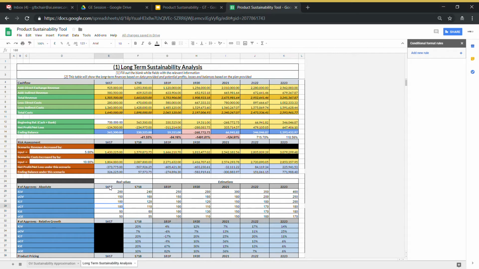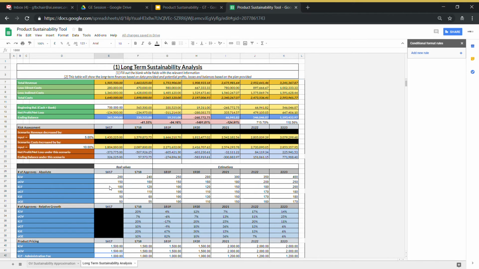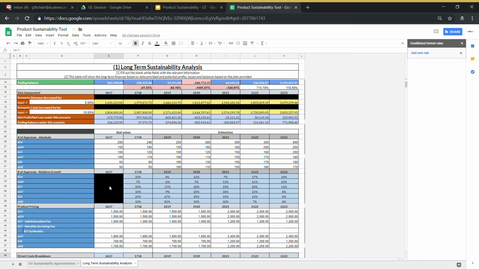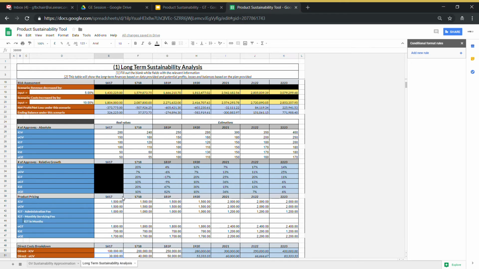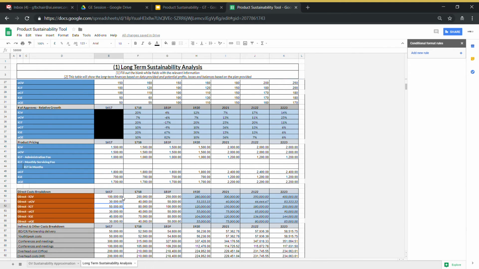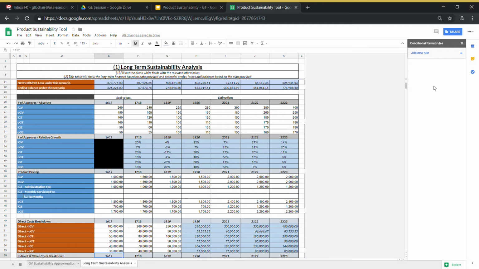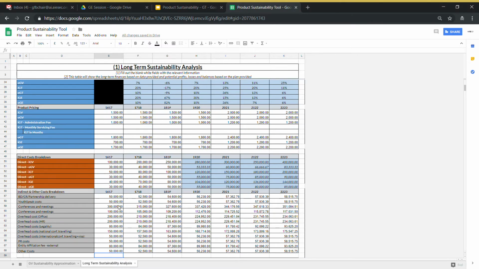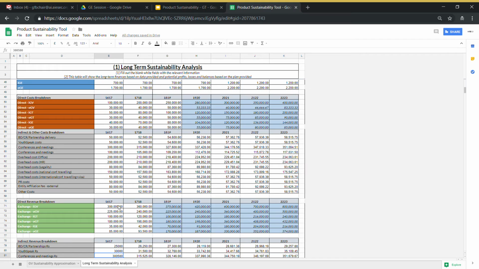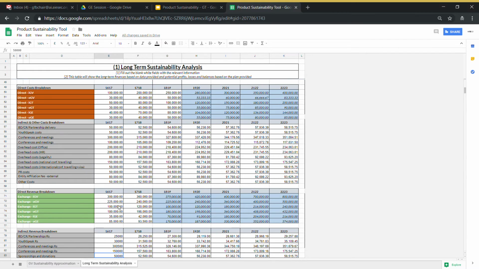For example's sake, everything in white is where you should write your inputs. Real values mean these are the values that are already done, for example 1617 and 1718. Just write down the numbers that you have in there, from approvals to product pricing, to direct cost breakdown, then indirect and other cost breakdown, then direct revenues breakdown, then indirect revenues breakdown. These are numbers that pretty much comprise a budget.